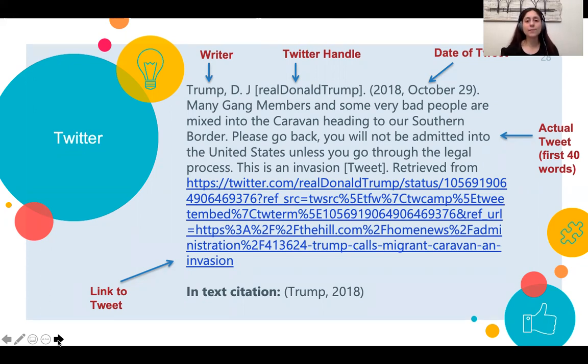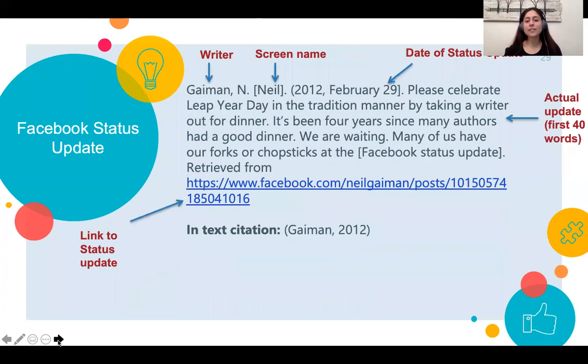Same thing, a Facebook status update can also be cited if you want to reference it in your reference list. Here's how you would do that. And you do need to write the actual update, up to the first 40 words. So it can be kind of long.